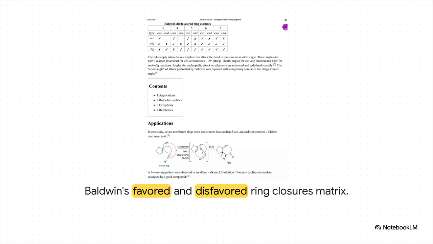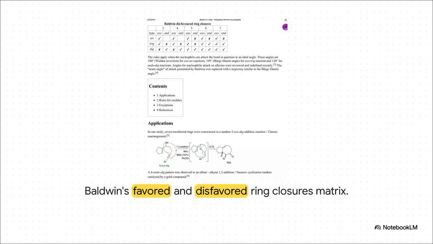And this brings us to Baldwin's ultimate cheat sheet. It lays out the favored and disfavored ring closures for 3 to 7-membered rings. Let's test our knowledge a bit here. Notice the distinct pattern in the endo categories for tet geometry. For 3, 4, 5, 6, and even 7-membered rings, every single endo-tet reaction is completely disfavored.